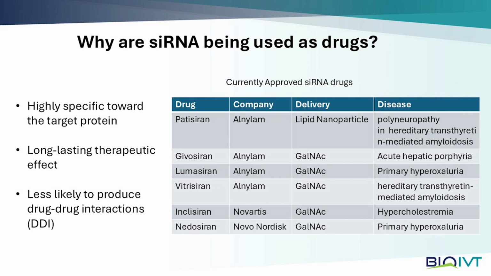They are highly specific toward their target protein. They have a long-lasting therapeutic effect, and they are less likely to produce drug-drug interactions in the typical way, such as CYP induction or inhibition. That's very target-dependent. And if you look at some of these currently approved siRNA drugs, a lot of them do use the GalNAc delivery method, so that will deliver the compound straight to the liver. As we know, these molecules will accumulate in the liver anyway, but that will direct them just to the hepatocytes.